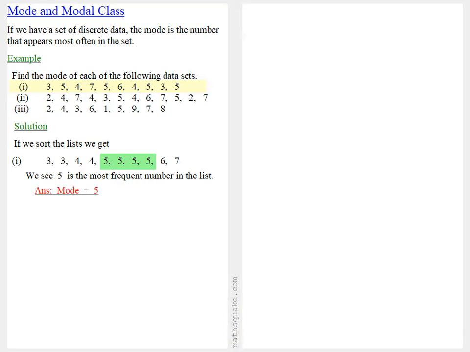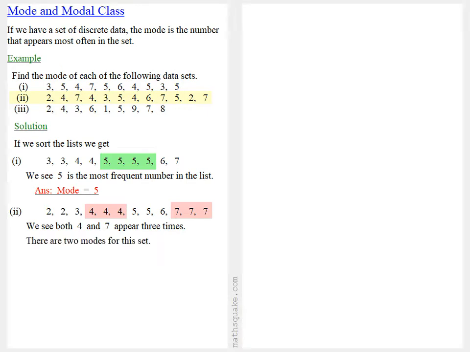is equal to 5. In the second list, if we put it in order, we get 2, 2, 3, 4, 4, 4, 5, 5, 6, 7, 7, 7. And we see that both 4 and 7 appear 3 times. Now there are 2 modes for this set, and the set is called bimodal. The modes are 4 and 7.